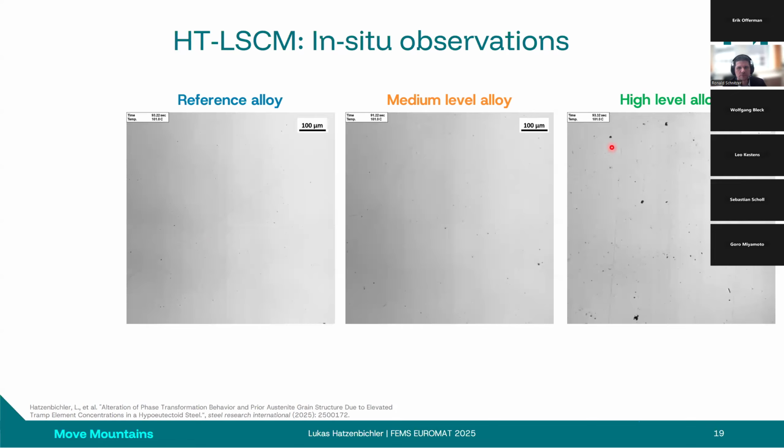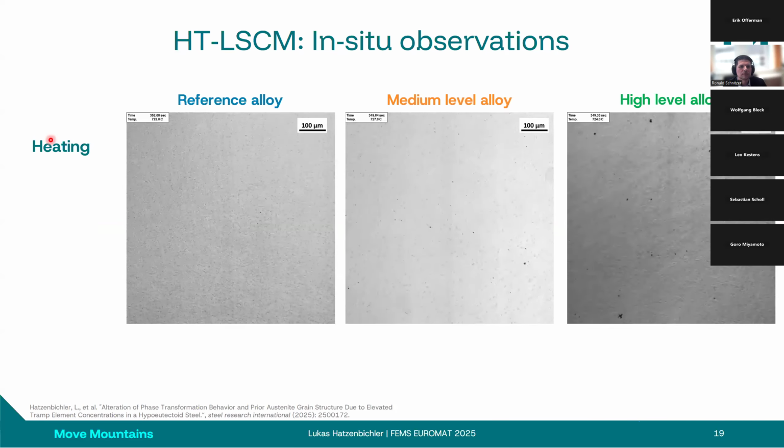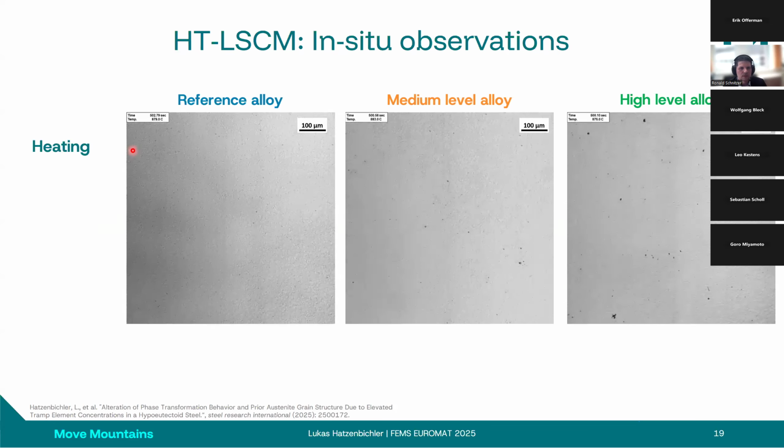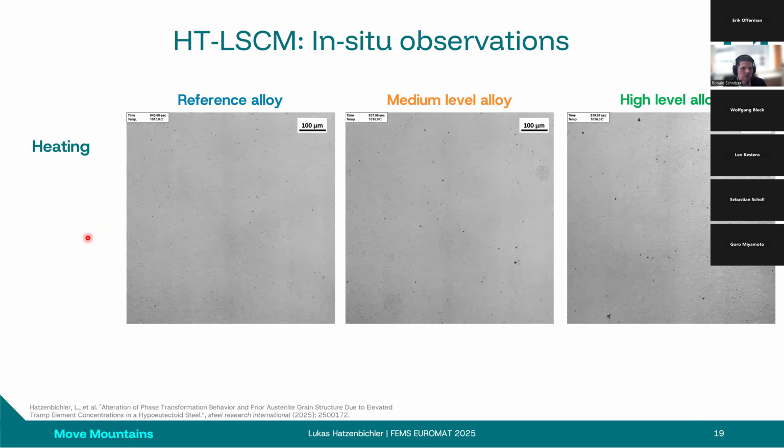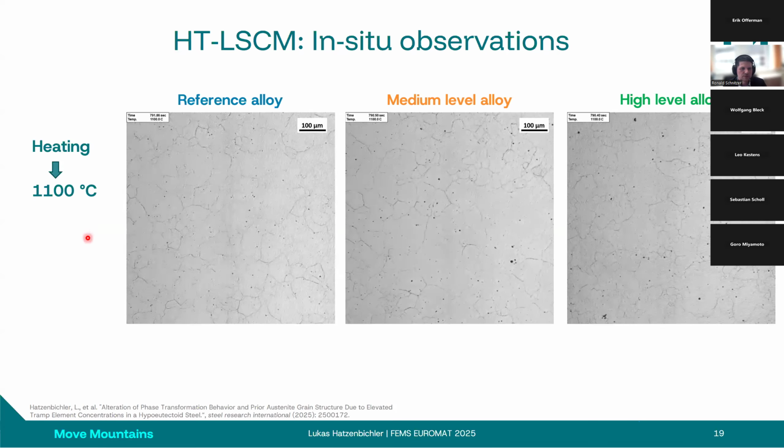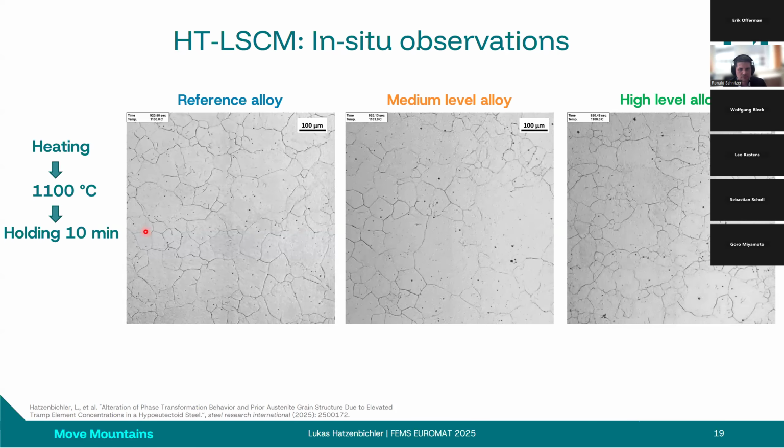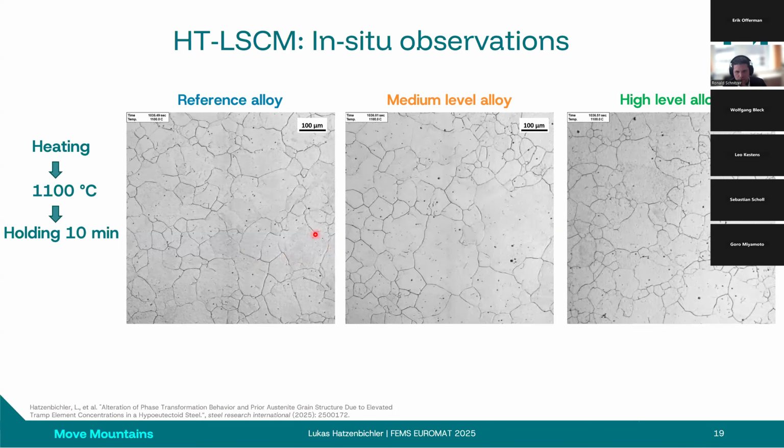So, okay, we have the three variants here. We do heating up here now. Now we are reaching the 1100 degrees C. We do holding for 10 minutes. One can see the austenite grains. When you have a close look, you can see twin boundaries in between also.